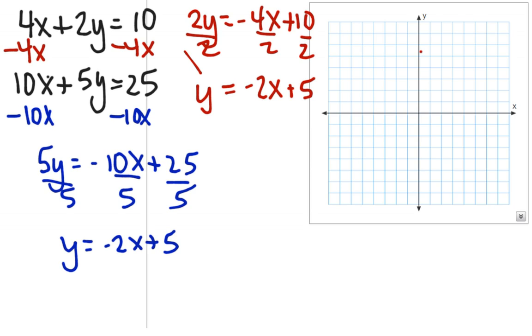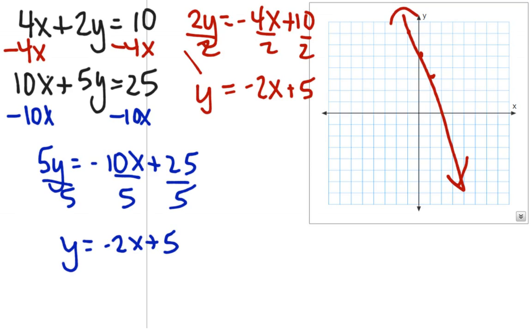So in this case, I'm going to end up with exactly the same line. Again, y-intercept at 5, go down 2, right 1, or up 2, left 1. Whoops, I don't think I quite did that right. Okay, let's try that again. Up 5, down 2, right 1, or up 2, left 1. There we go, that looks a little better.